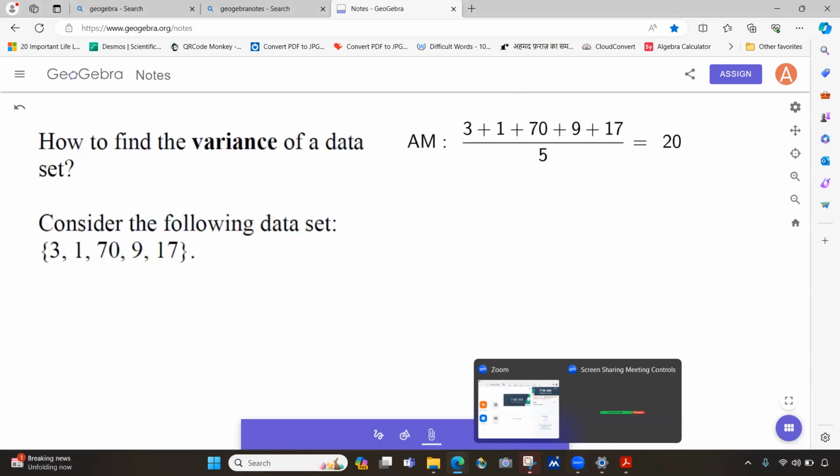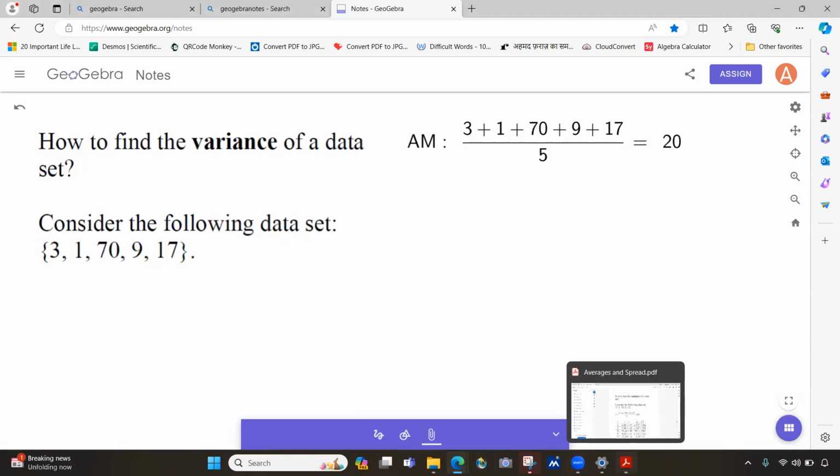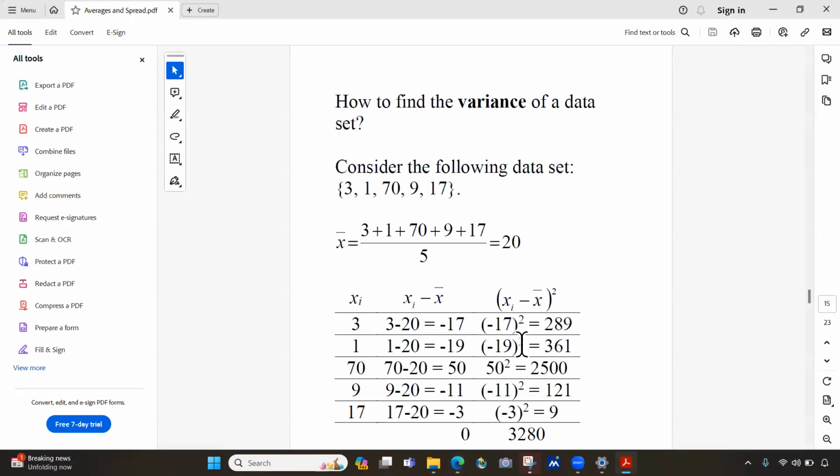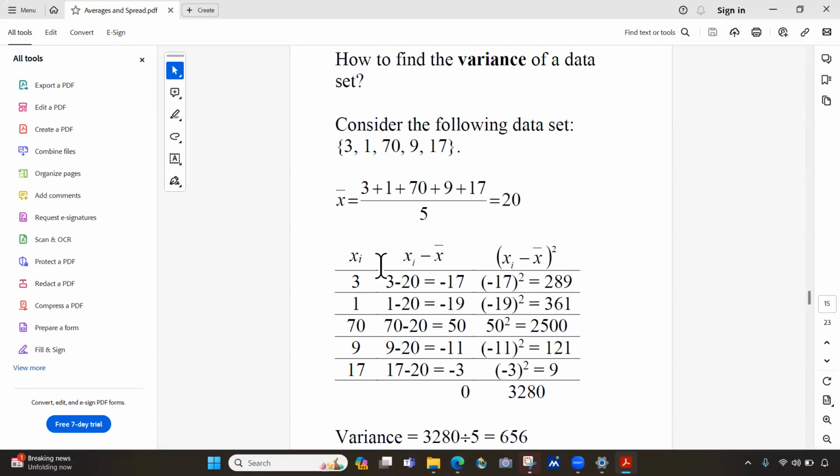I'm going to go check my work and make sure I didn't make a mistake so far. So it's 20. Okay. Now here, I'm going to take each of the numbers and subtract the arithmetic mean from each number. With me? So let me do it on Excel. It'll be a little better.